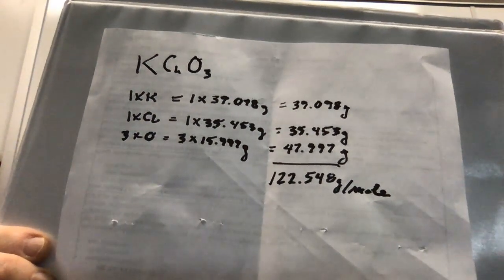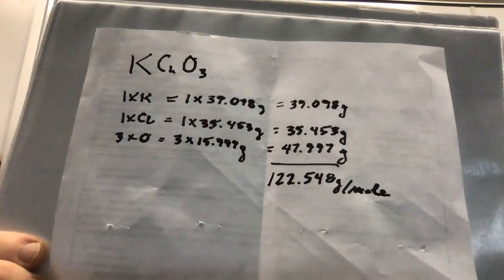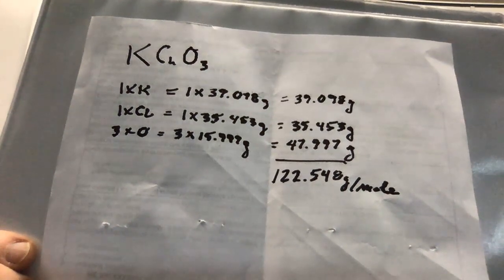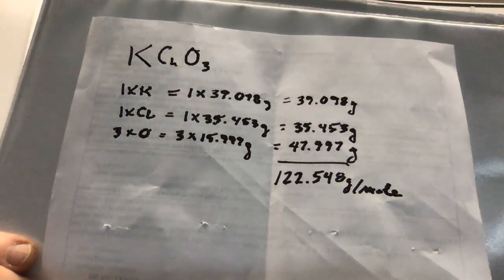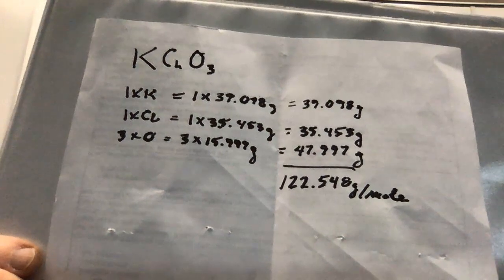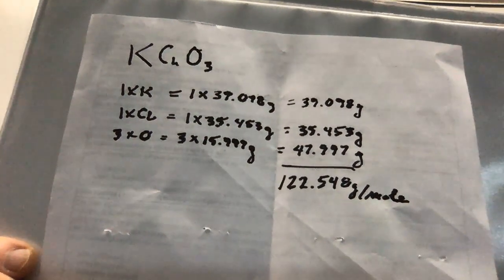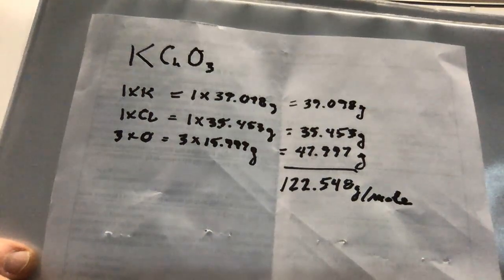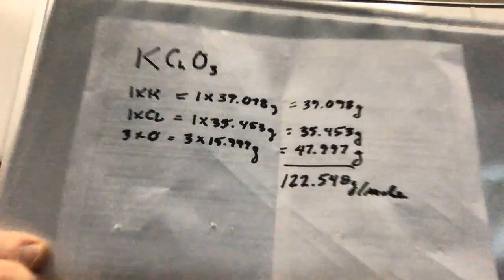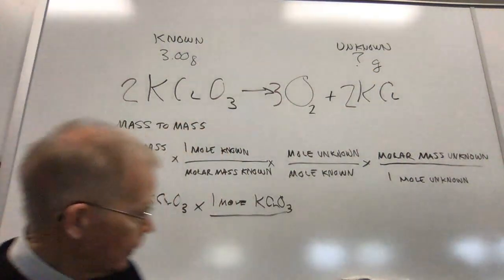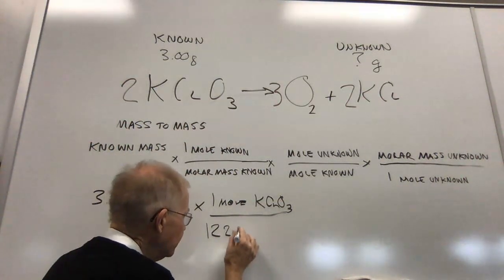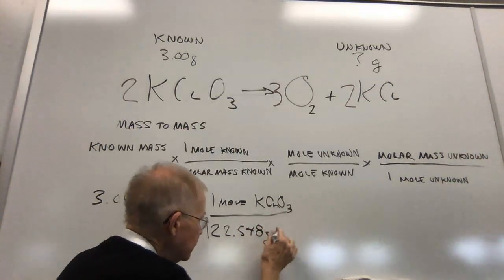I have 1 times potassium, 1 times chlorine, 3 times oxygen. I multiply those by their masses from the periodic table. And then I get their quantity by way of mass for each of the components. The final step, third column, I add all of them up. I got 122.548. And you can go back and look at the video if you didn't get all these numbers. 122.548. I'll put that in down here. Grams KClO3.